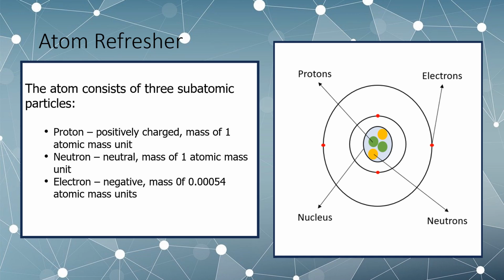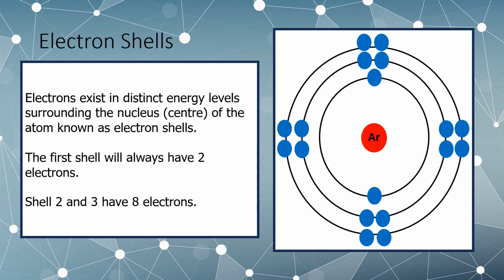The proton is positively charged and has a mass of 1 atomic mass unit. The neutron is neutral and has a mass of 1 atomic mass unit. And the electron is negative and has a mass of 0.00054 atomic mass units, or a very, very small mass that's pretty much negligible. The important thing to consider when talking about ions are protons and electrons.